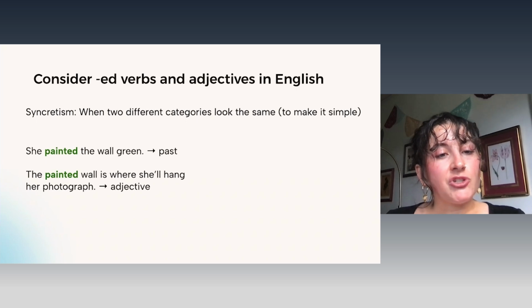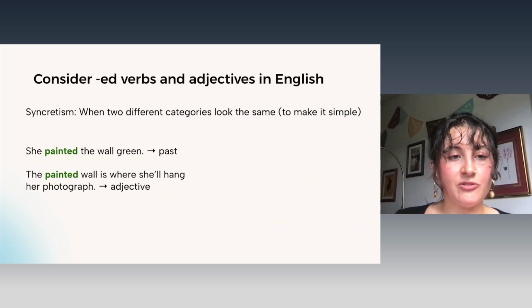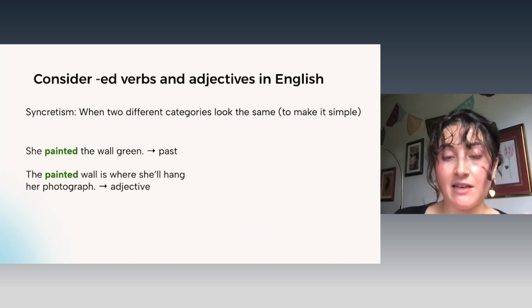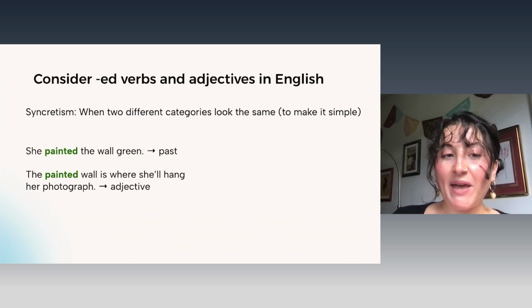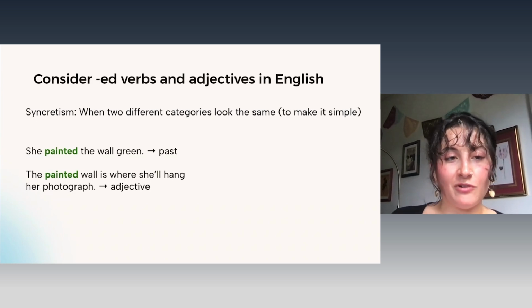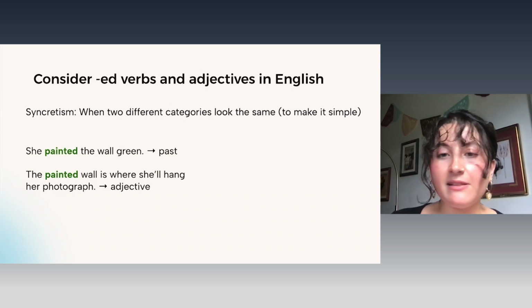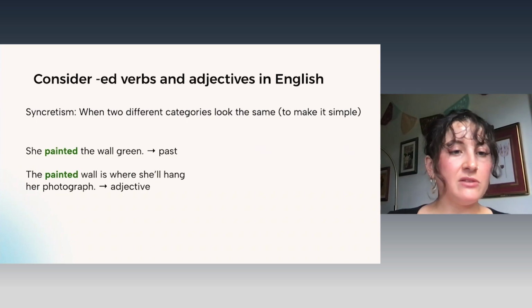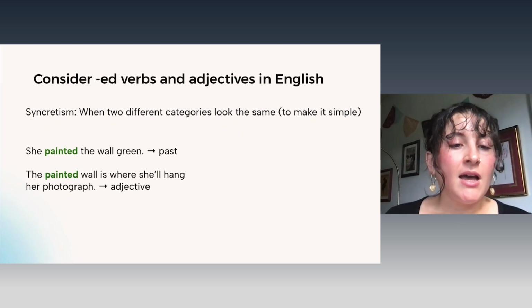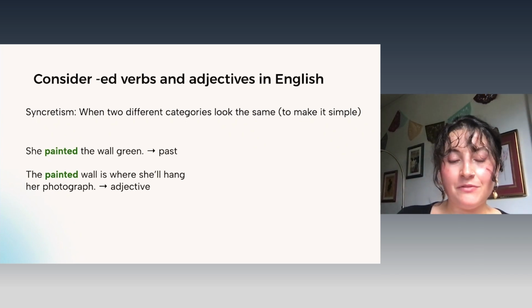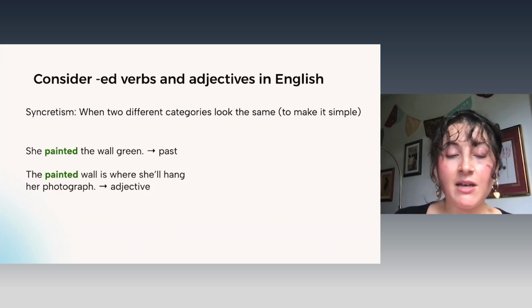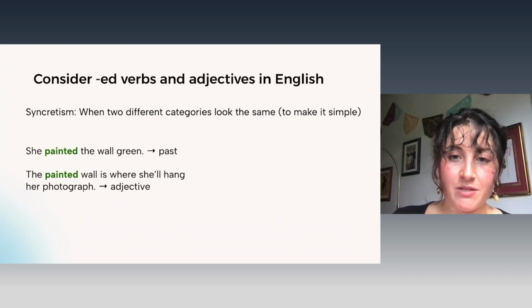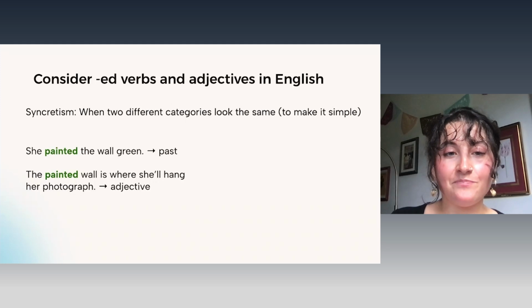We have a sentence like, she painted the wall green. And you'll see painted is the past tense of the verb paint. However, if we take a sentence like, the painted wall is where she'll hang her photograph, painted looks exactly the same as it did in the first sentence. It's spelled the same. It should be pronounced roughly the same. Yet painted here is an adjective. So you can see just because something looks the same in English doesn't mean it's the same type of word. It just happens to look the same.